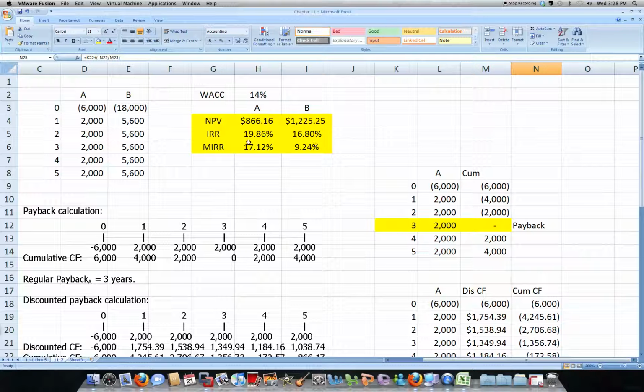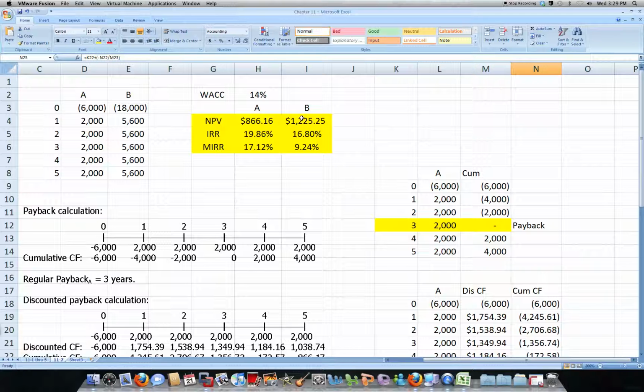Now our modified internal rate of return, A is over the hurdle rate, B is not. You notice B is not. So we might, just value. That's our main criteria for acceptance of a project. But if they're independent, we could say, yes, we could accept either project.